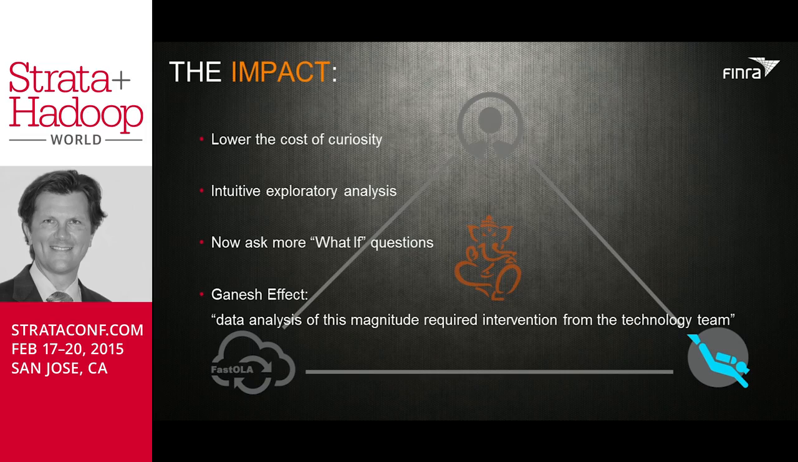And the net effect is what I call the Ganesh effect. Ganesh is the remover of obstacles, and we took technology out of the way of the business to actually do their job. So the quote that we had, again from a different senior manager, was that data analysis of this magnitude usually took the technology team days or weeks to put together these types of data sets. And now this is an operation where they create their data mart in a matter of minutes, and they can conduct their analysis on that in a matter of seconds.